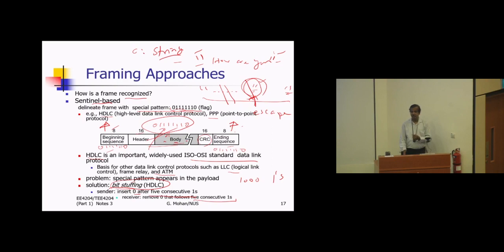1000 divided by 5 equals 200, right? So instead of transmitting 1000 bits, the sender will be transmitting 1200 bits. That means 200 extra bits is an overhead. It's a waste of bandwidth, right? So can we avoid it? Then we need to go for another method if we want to avoid it, right?